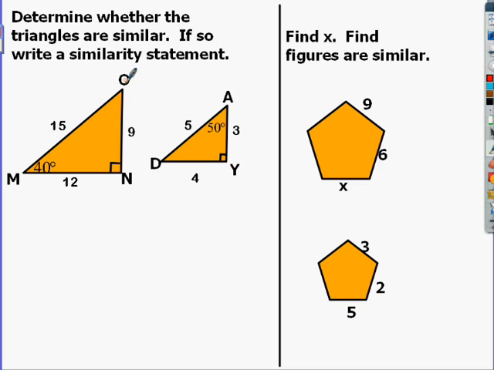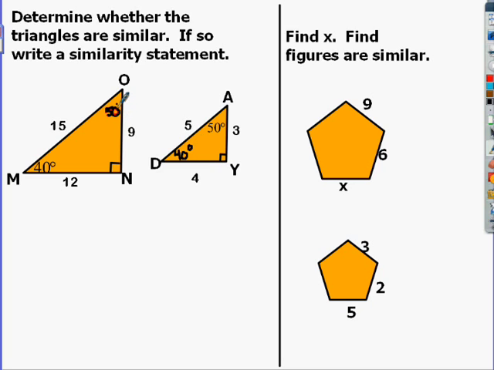I know that this angle is 40, this angle is 90. How can I find this missing angle? Well, let's add 40 plus 90 and subtract from 180. So this missing angle here would be 50. The missing angle in the other triangle would be 50 plus 90 subtracted from 180, because the sum of any triangle is 180, which means that this missing angle is 40.